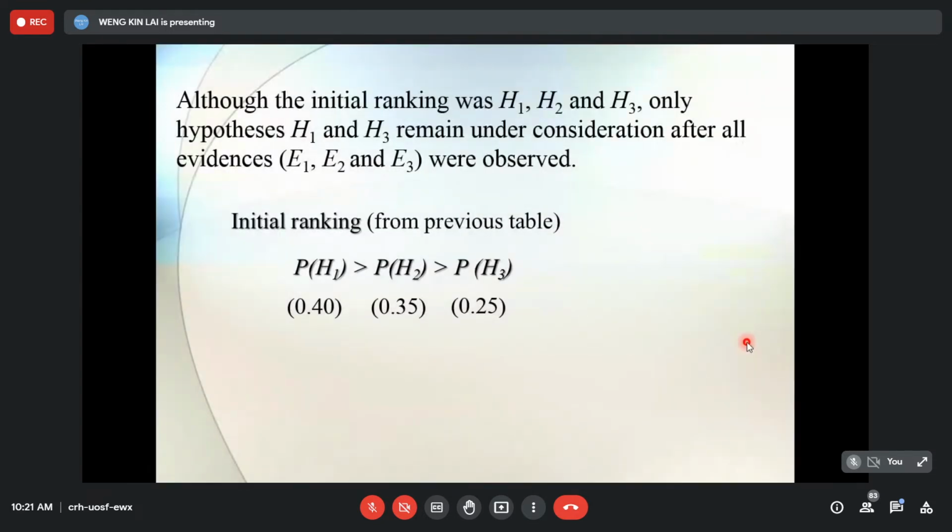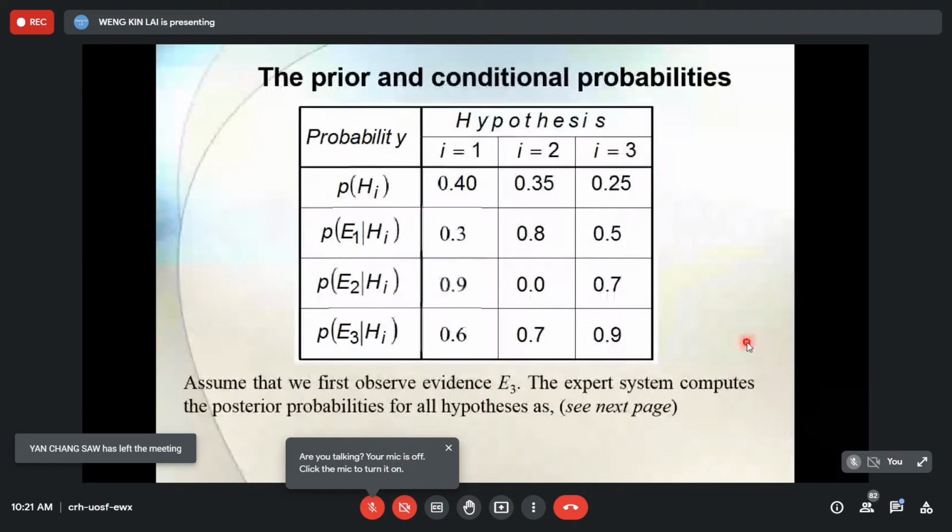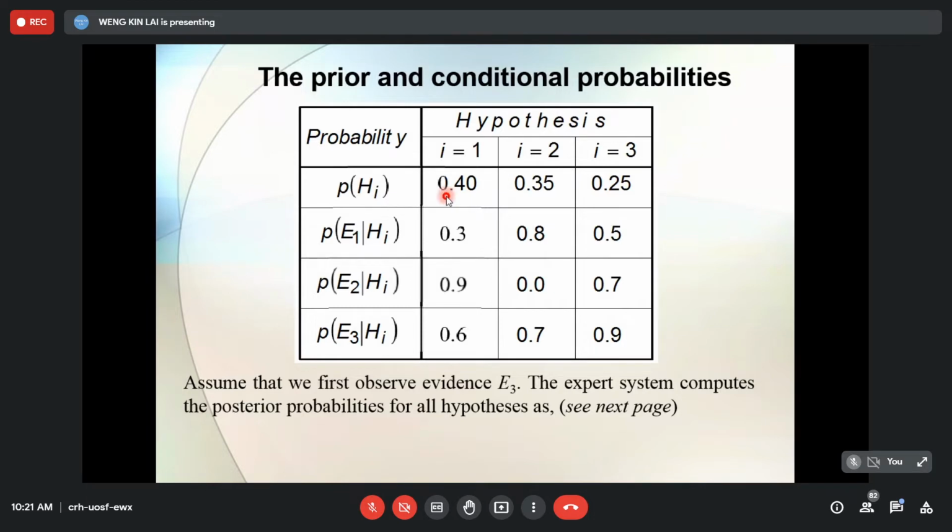Now, although the initial ranking was H1, H2, H3, what does it mean by that? It means the initial ranking was, right? You can see here, ranking means which one has the highest score?